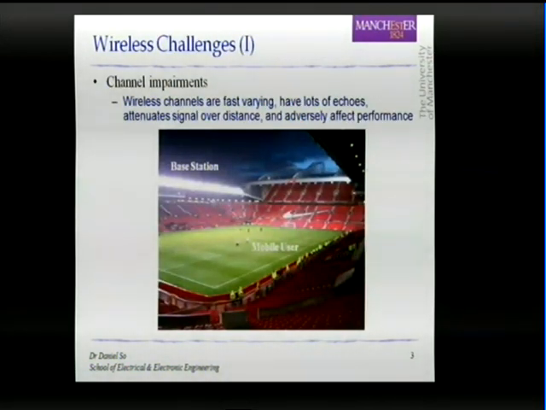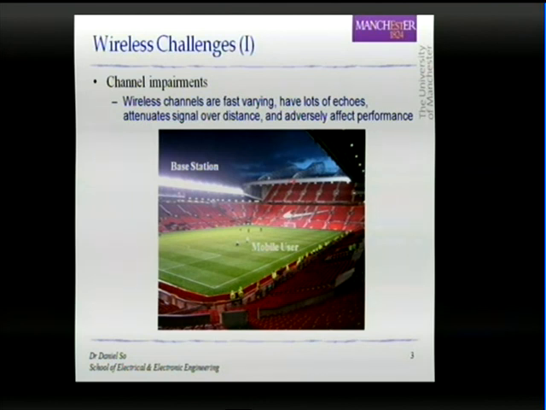However, when we use wireless communications, there are several challenges. The first major challenge is the channel. When we send a signal through the wireless channel, we are broadcasting to everywhere. And because the channel varies very quickly, what we thought the channel looks like will change for a short period of time. The channel changes in a millisecond kind of duration, so it's very difficult. On the other hand, it will also have lots of echoes.